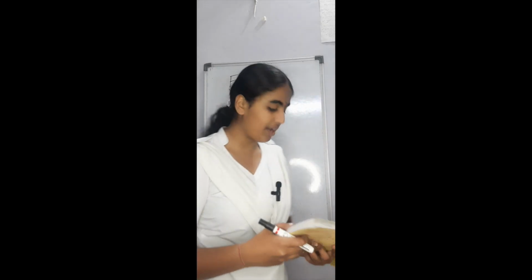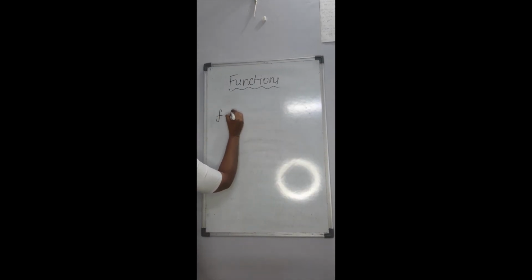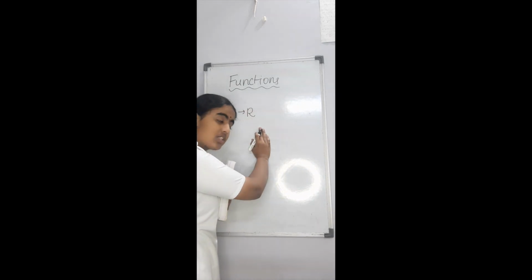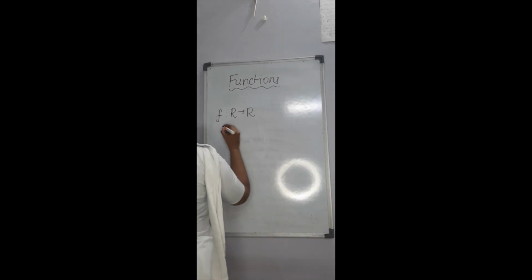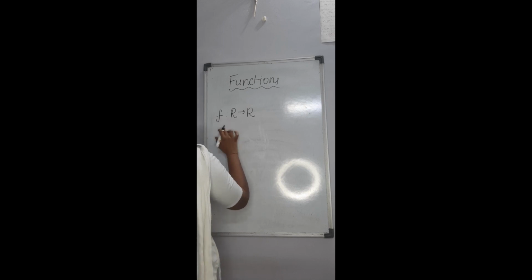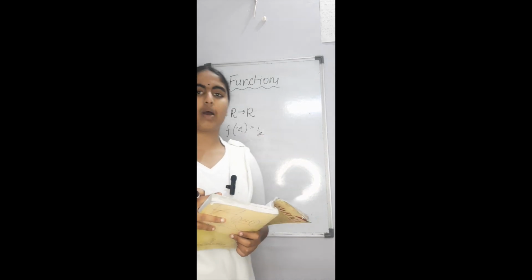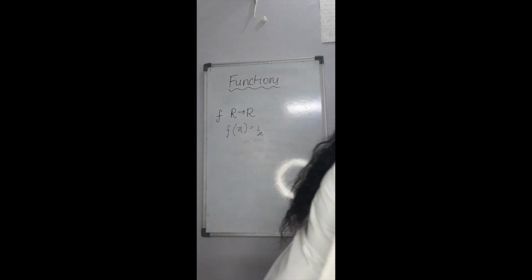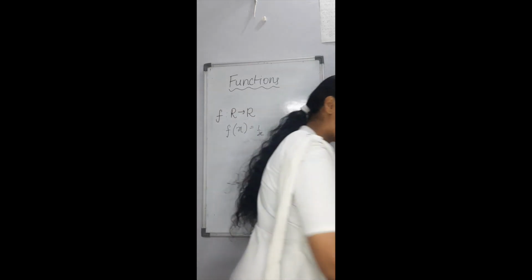So let us start with question number 1. The first question says: show that the function defined from R to R, where R denotes the set of real numbers, and given by f of x equals 1 by x, is one-one and onto. Let us begin with the general solution of this question.